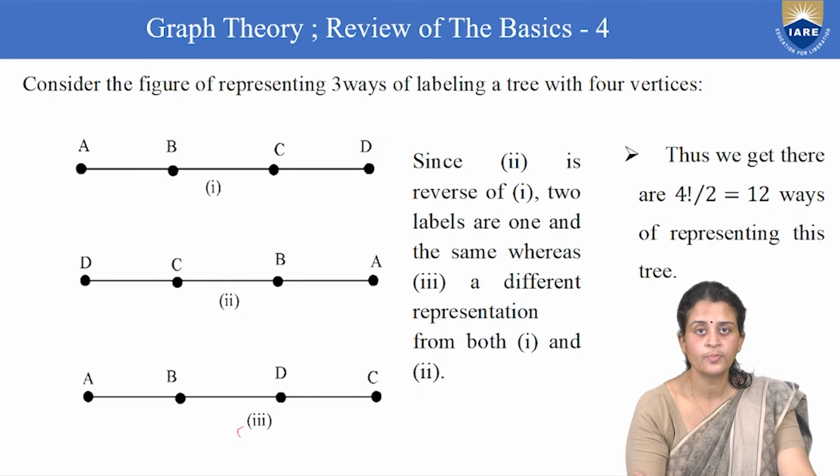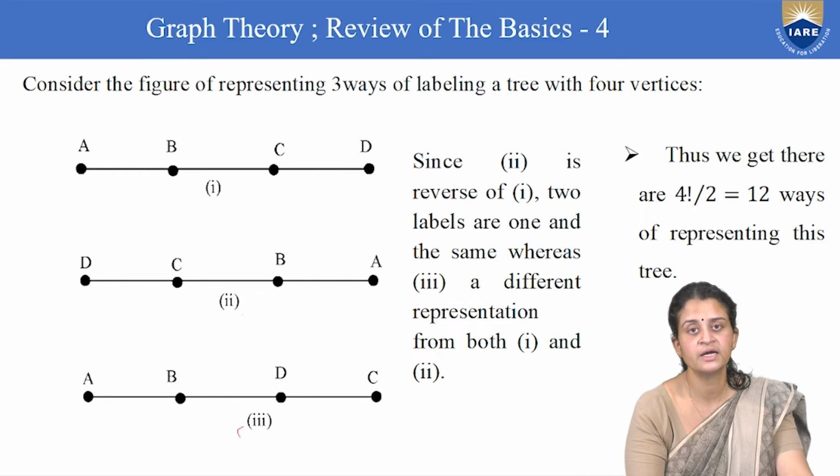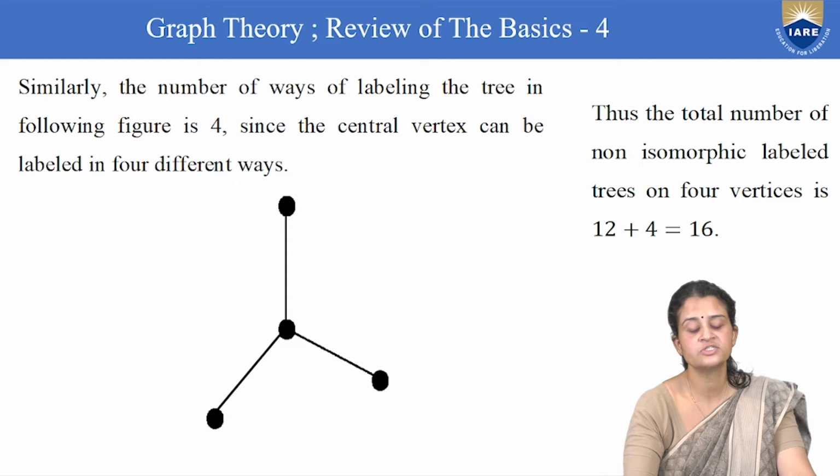Actually, when we are given 4 points, we will be getting 4 factorial different ways of representing. Discarding the same ones, we will be getting 4 factorial by 2, that is equal to 12 ways of representing these trees. When we are given 4 points, we get 4 factorial by 2 different ways of representing a figure like this.